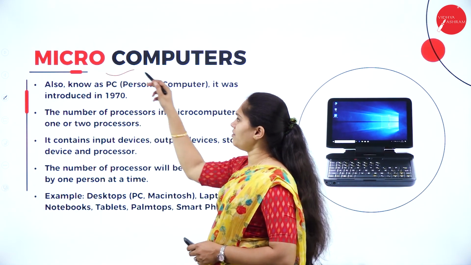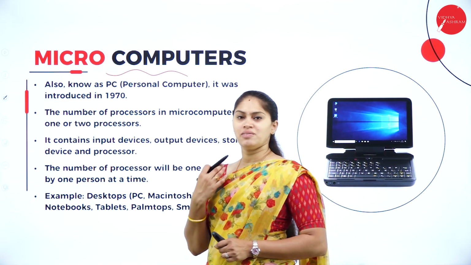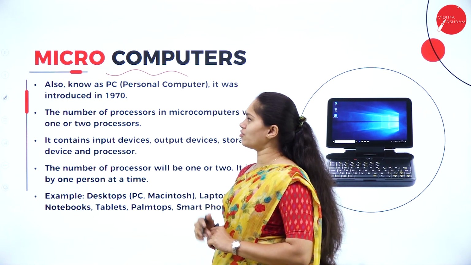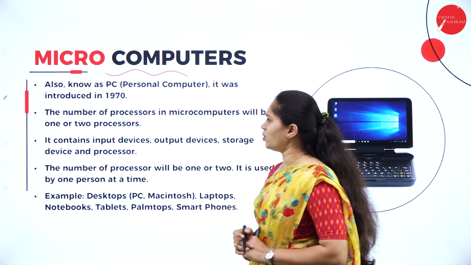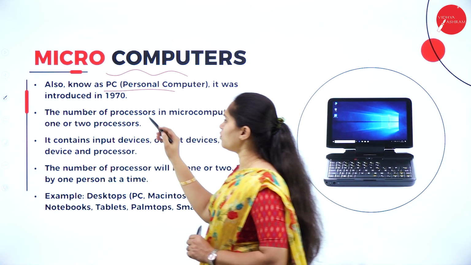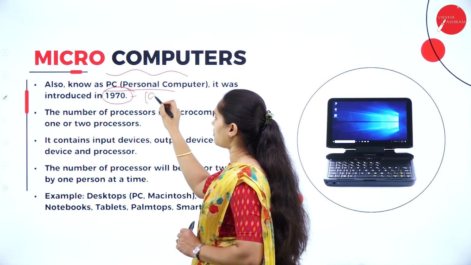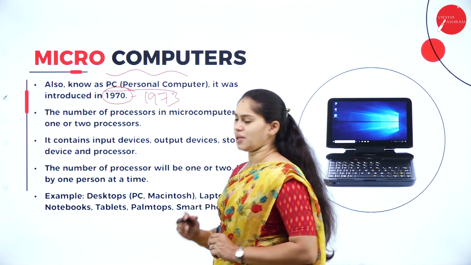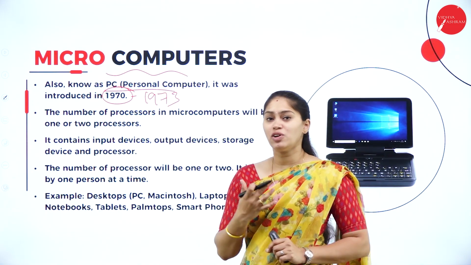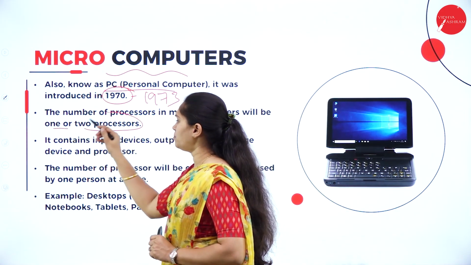So the first type is the microcomputer. Whatever we are using as a PC or personal computer comes under the category of microcomputer. That's why it is also considered a PC or personal computer, and it was introduced in the years 1970 to 1973. That is the year when it was invented. And what is the number of processors? It will include 1 or 2 processors.